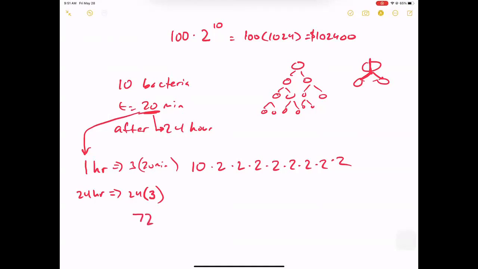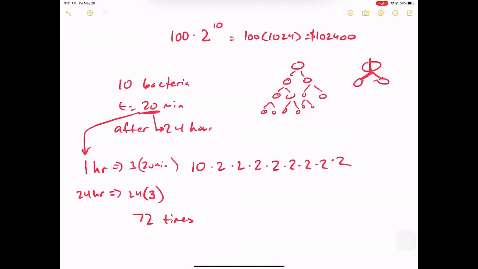72 times we're going to split. Are you guys okay with me coming up with those numbers? So in 24 hours, we're not going to split 24 times, because every hour has 3 splits in it, because every split takes about 20 minutes.